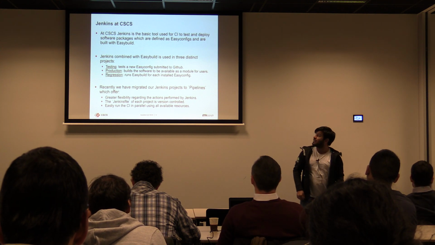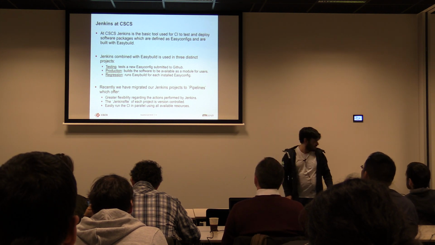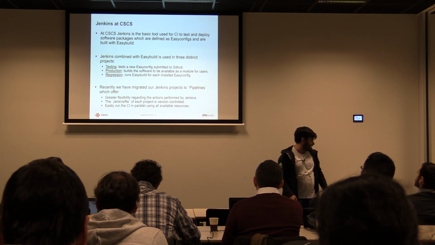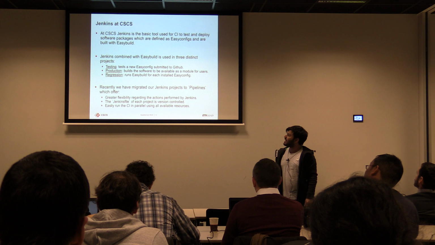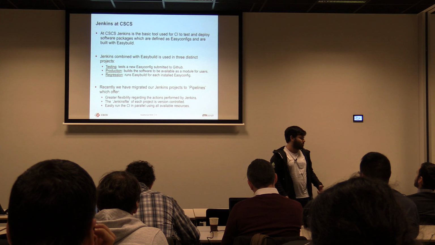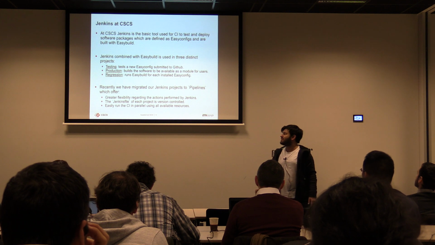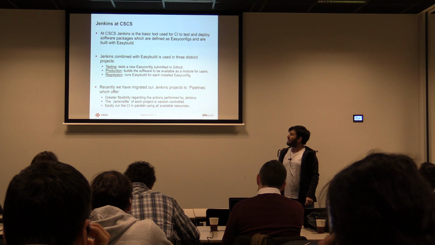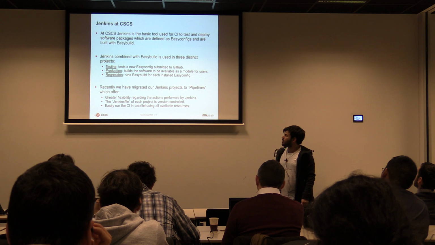So at CSCS, we have 3 distinct Jenkins projects. The one is the testing, which is the actual CI project that tests every EasyConfig that is submitted at our production repository at GitHub. We have the production, which actually builds the software to be available as a module for users after we have tested it. And we have the regression one, which runs once a week and checks all the EasyConfigs that are available in production so that everything builds correctly.